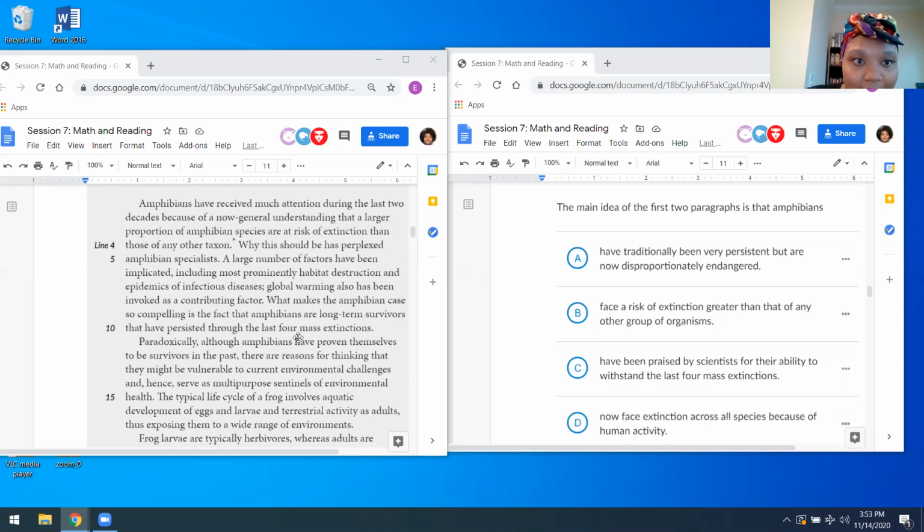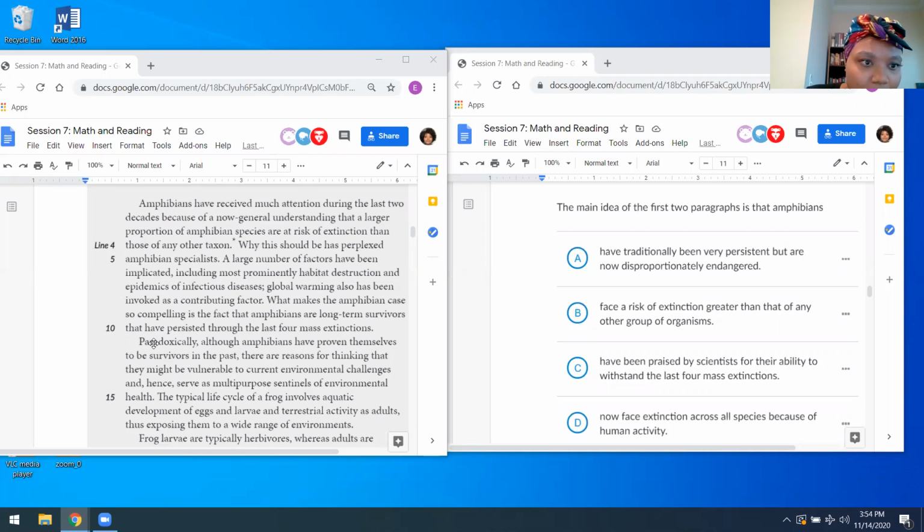I think those are good. And they've been able to survive through the 4 mass extinctions, but right now they're at the greatest risk of all time. Yeah, that's it. A is definitely correct. So the first 2 paragraphs talk about how, paradoxically, in health. Okay, so that's line, what is that, line 11?